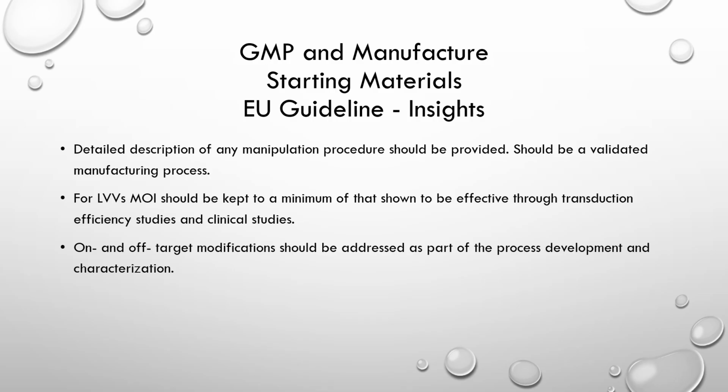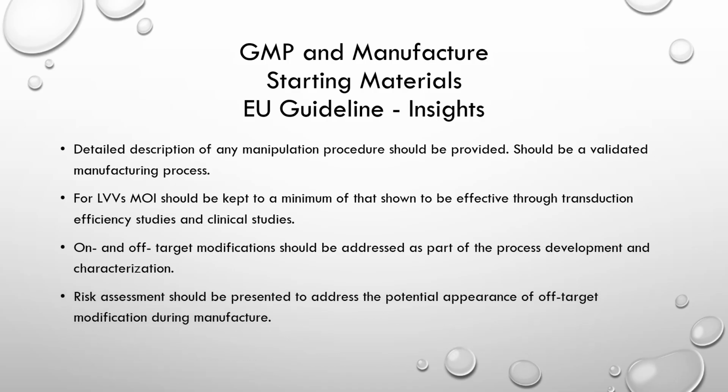But in your process development and characterization studies, you need to basically demonstrate on-target modification, as part of your development throughout your manufacturing development program. And again, you need to do risk assessments to address the potential appearance of off-target modification that may have occurred during your manufacture. And this is where you would have done your bioinformatics and in silico assessments to see what potential off-target modification could have occurred that you perhaps might not have detected.